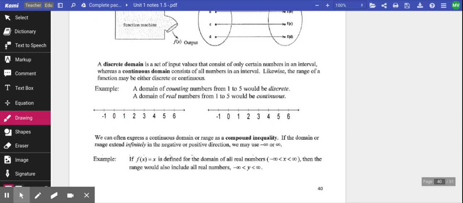So our discrete is the individual dots or individual points, 1, 2, 3, 4, 5. So when we graph a discrete, it's only points. When we do a continuous, it starts on 1 and goes to 5 and ends. And it's all the values in between.